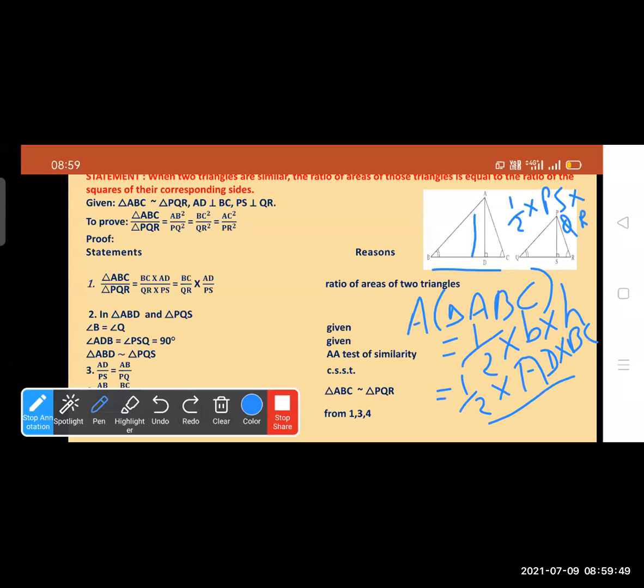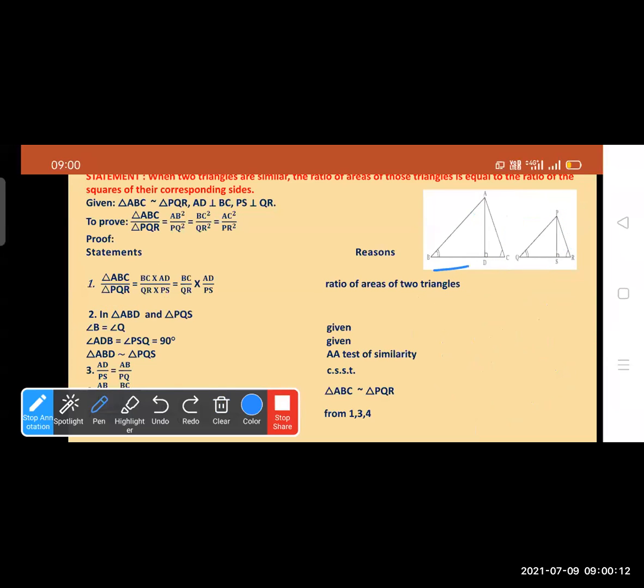Then we want to take the ratio. Then we divide this: half AD into BC divided by half PS into QR. So this half gets cancelled. We get BC into AD, QR into PS. So here we find the ratio of their areas, that is BC into AD divided by QR into PS. So this one is the first condition.